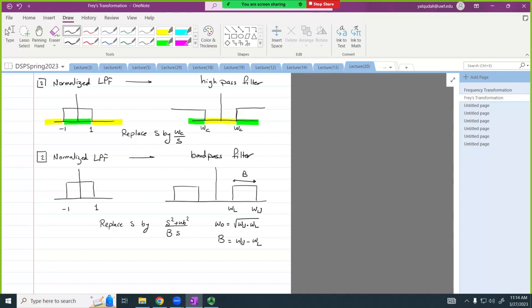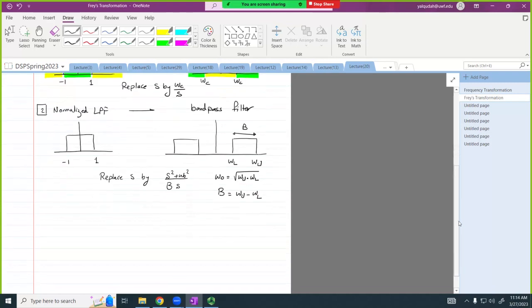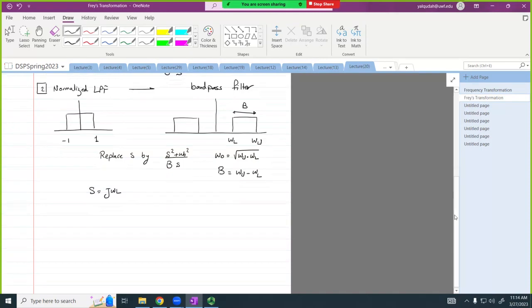Why is that the case? How does that work? Let's try to plug in some values for S. If S is equal to j omega L, let's see where this point will be transformed using this formula. If you do that, we have j omega sub L squared plus omega sub L multiplied by omega upper, divided by B, which is omega upper minus omega lower, multiplied by S, which is j omega L.